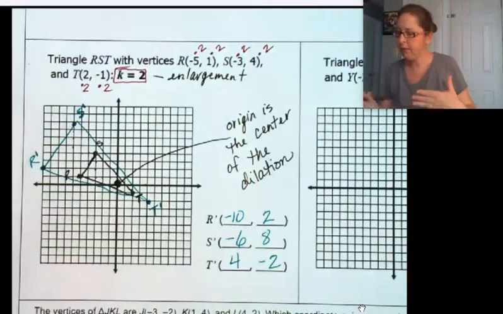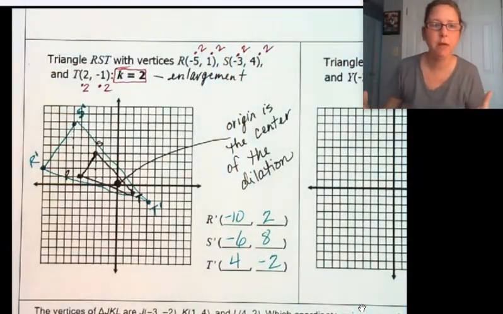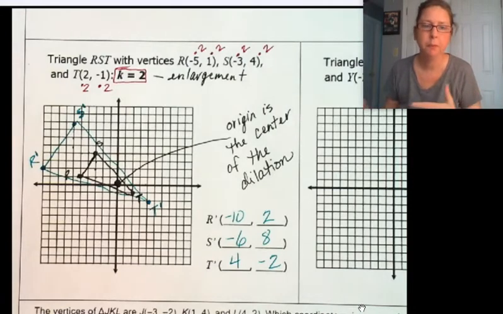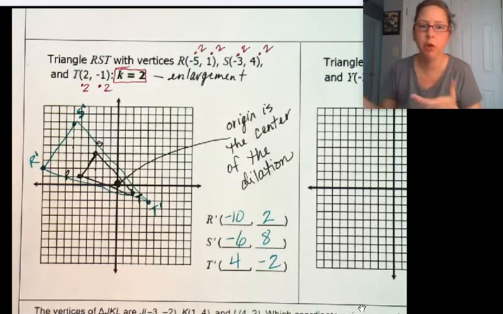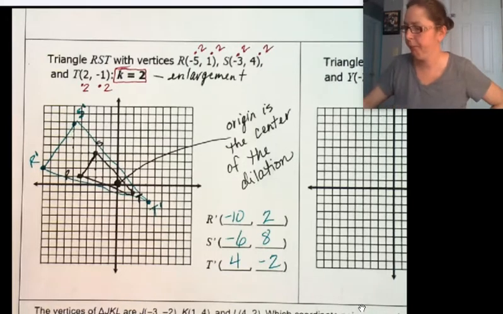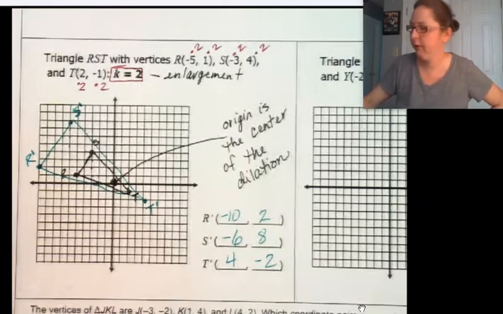Okay, so notice that they went equal distance away from the origin. Alrighty. So that's important to note because we will have an extension where the point of dilation will not be the origin. Okay. All right, let's look at example 2.